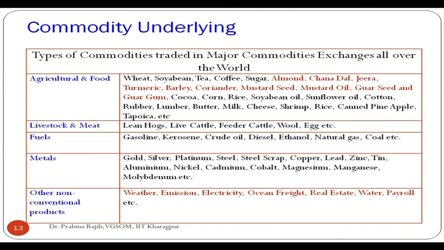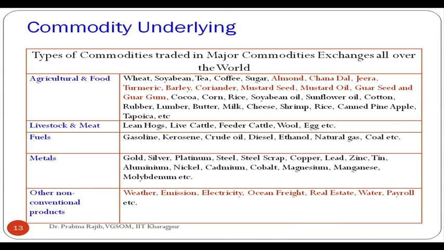Fuel, that is gasoline, kerosene, crude oil, diesel, ethanol, etc., is available in almost all commodity exchanges in the world. Metals, gold, silver, platinum, steel, scrap, copper, lead, zinc, etc. are also traded in many commodity exchanges all over the world. However, London Metal Exchange is predominantly known for commodity contracts on base metals, and other non-conventional products like weather, emission, electricity, ocean freight, real estate, water, payroll, etc. are traded in many exchanges.